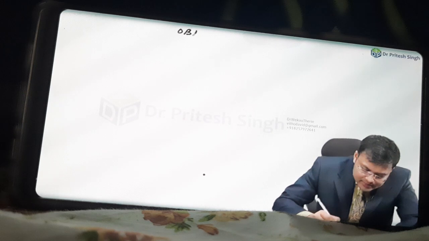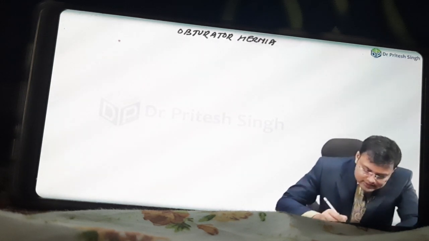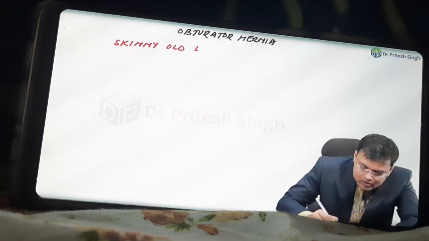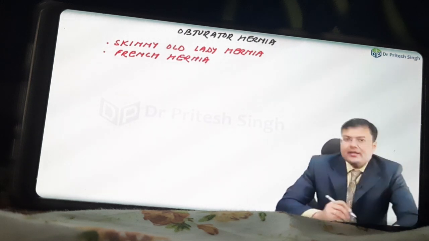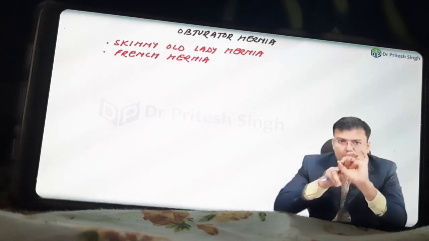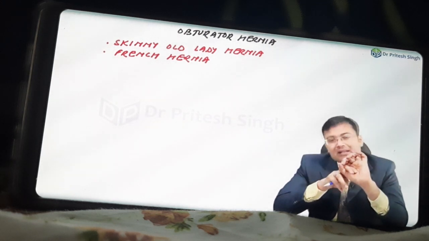Next is obturator hernia. It is also known as skinny old lady hernia, and also known as French hernia. What are the risk factors? See, there is the obturator canal. In the obturator canal, there are the obturator nerve and vessels, fat and ligament. Whenever there is loss of fat or laxity of ligament, there is increased risk of this hernia.